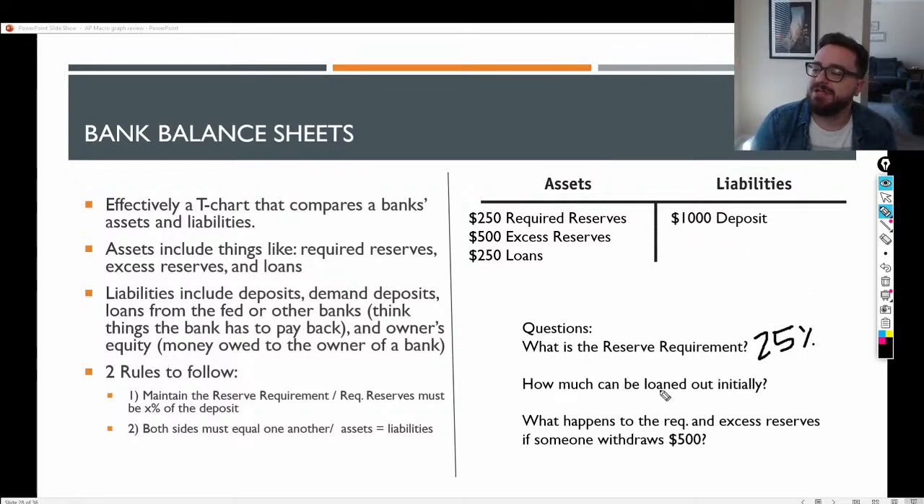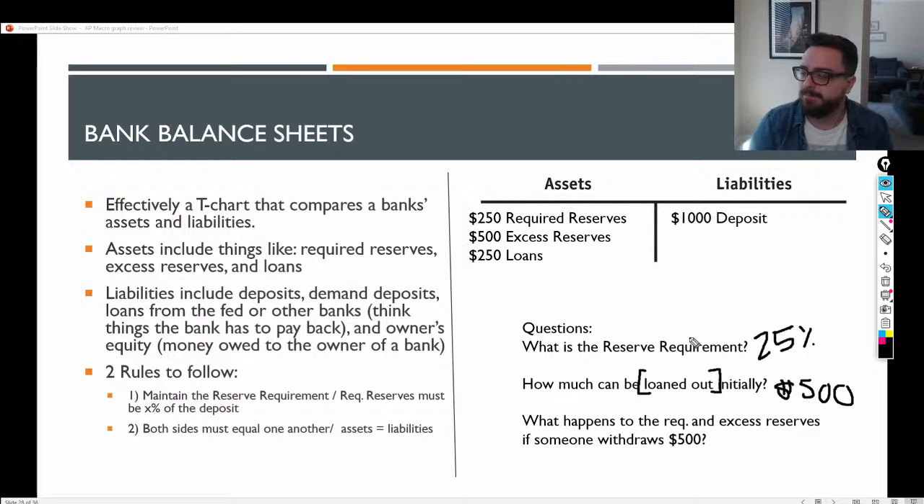How much can be loaned out initially? This is a trick question a lot of the time, because kids want to involve this, and you're wrong to. That 250 is not loanable money, it's money that has been loaned out. There's currently $250 this bank has given away to other people. This bank right now can loan out $500, because that's what the excess reserves are. The excess reserves are the amount of loanable money the bank has. It's all of the money the bank can actually loan out.